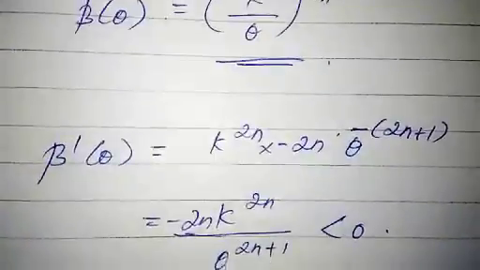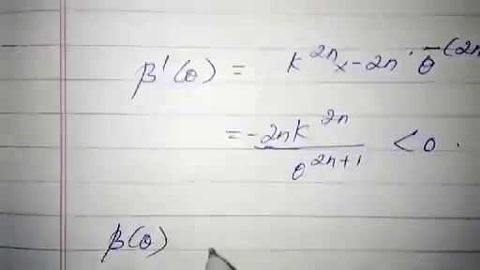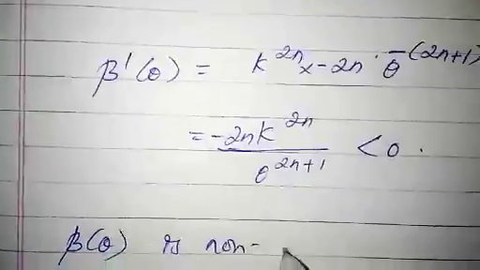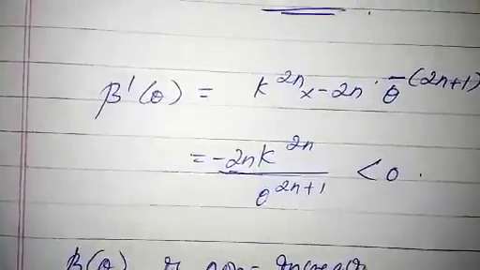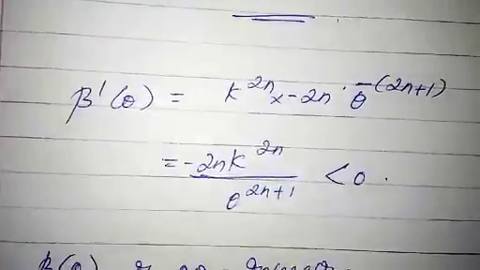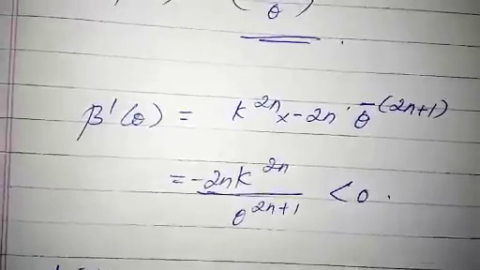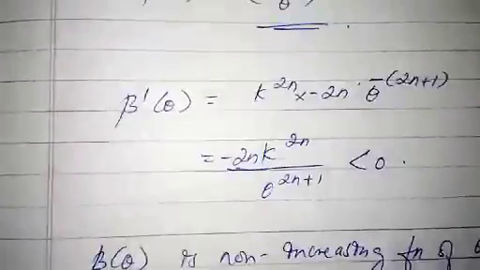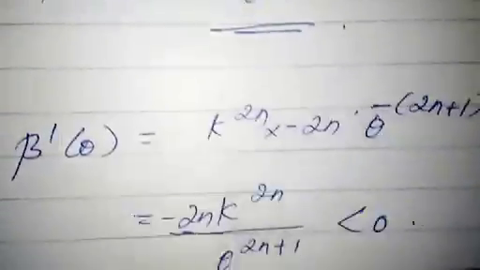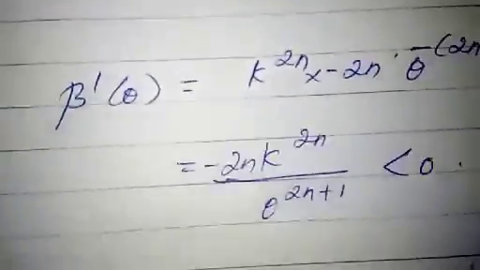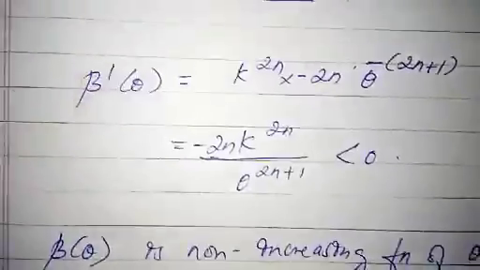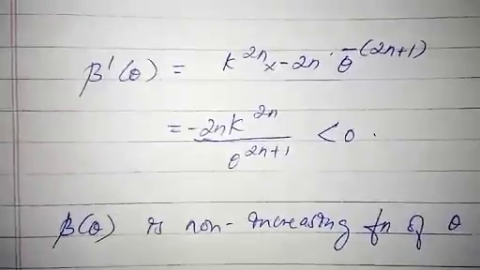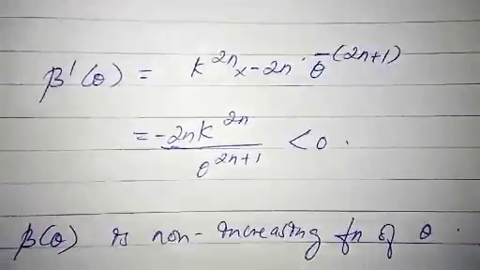So we can say that beta of theta is non-increasing. Beta of theta is a non-increasing function of theta, right? Then we have to find out for which value of theta beta of theta attains its maximum, beta of theta attains supremum, right?